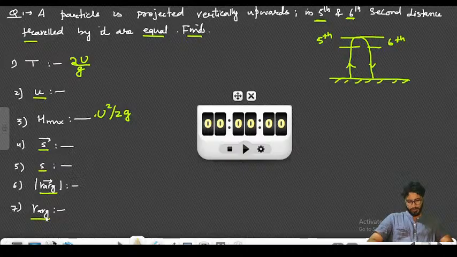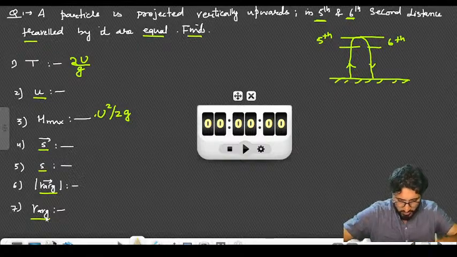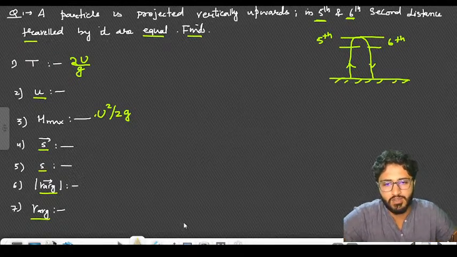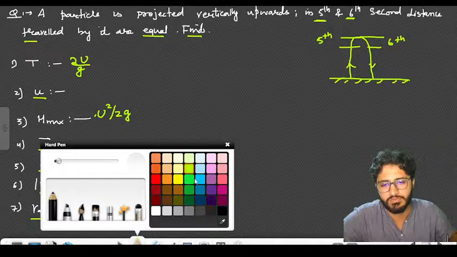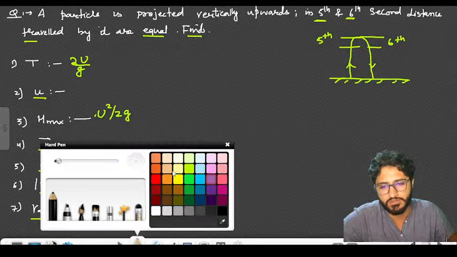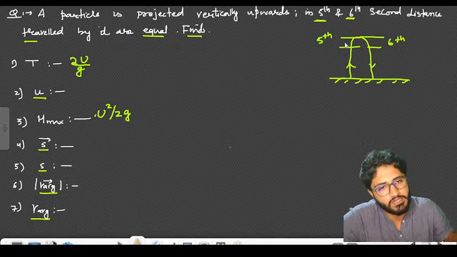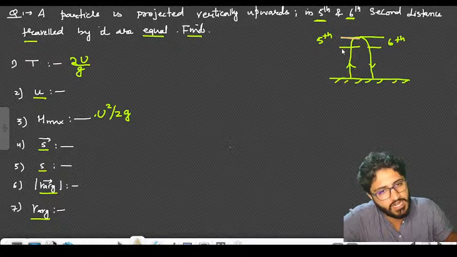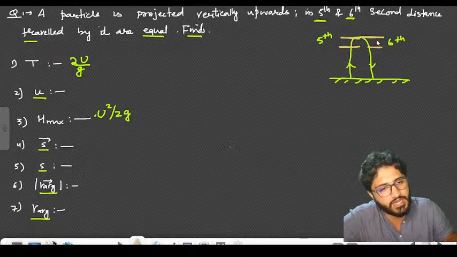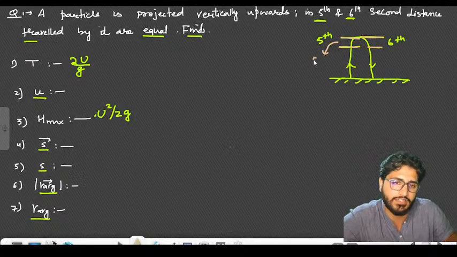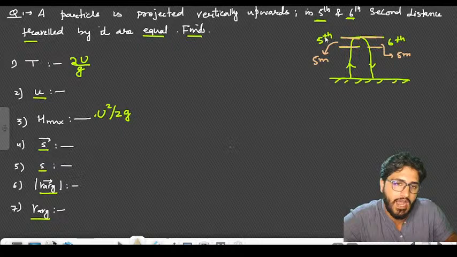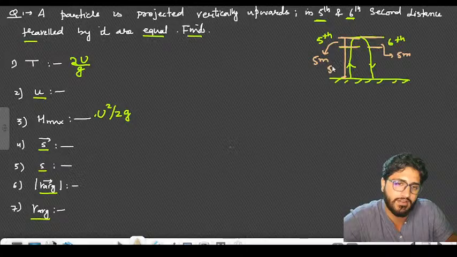So no response from your end. So let me just show it to you. Look now, I just gave you one hint on how to solve it. This color is not visible, so I will pick a very clear one. Distance traveled in the fifth second means it is the last second of up, and the sixth second is the first second of down. So as we know, this one is 5 meter and this one is 5 meter. And if it is the fifth second, the time up will be 5 seconds.